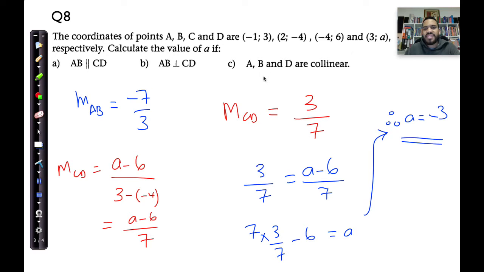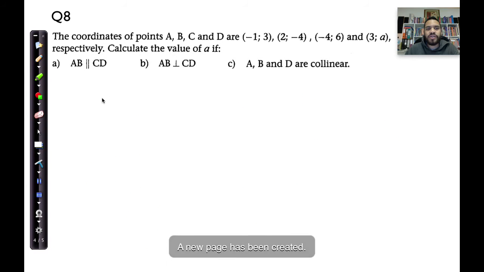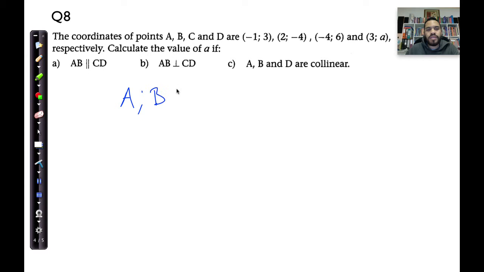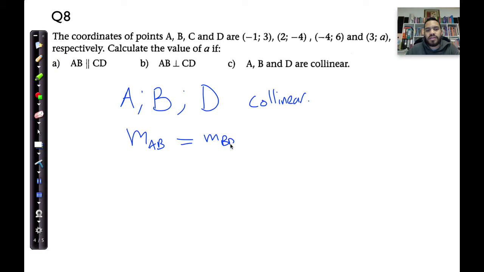Okay, now what does it mean if the points are collinear? Well, let's refresh our memory. We said if A, B, and D are collinear, then the gradient of MAB must be equivalent to the gradient of MBD, which must also be equivalent to the gradient of MAD.